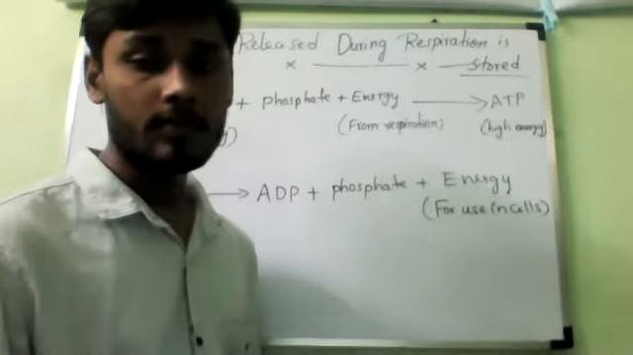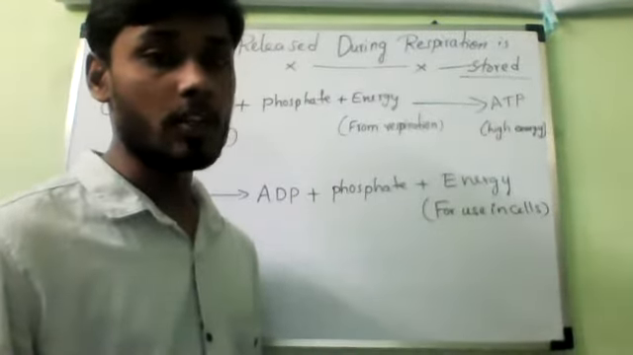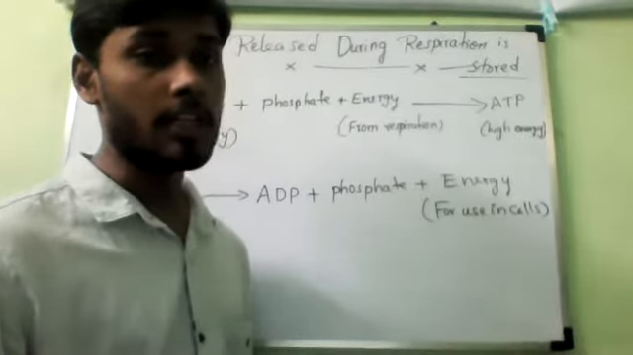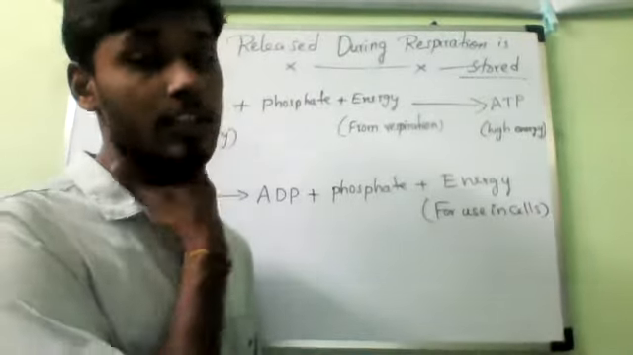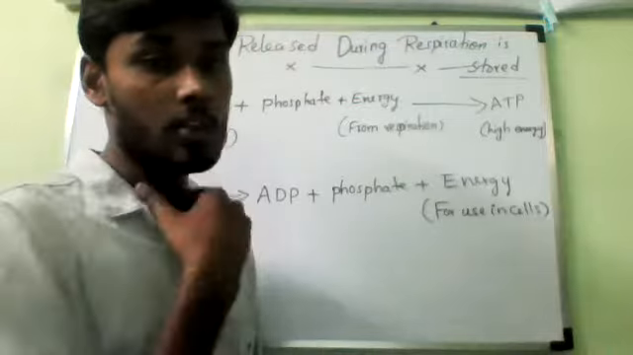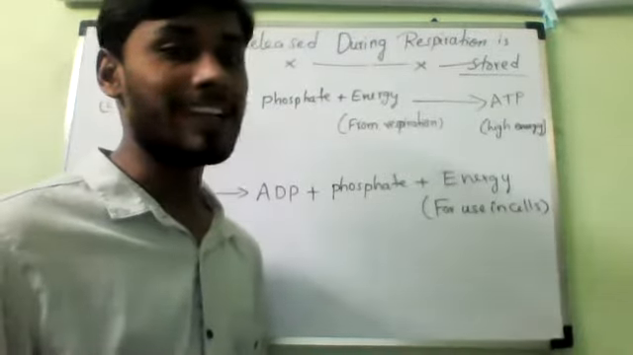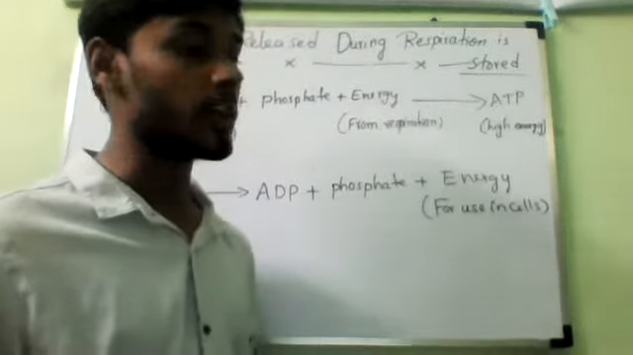First point. Reaction 1. Point 1 you can keep. What you have kept as the heading? How is the energy released during respiration stored, correct? So as we know, two terms we should know. One is ADP, another one is ATP. So first point you should write.